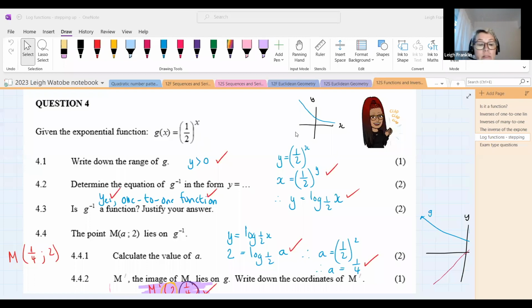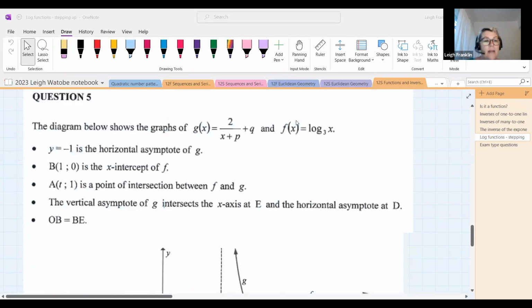Okay, all right, let's go and have a look. What I'd like to do with you guys is this question over here, because this is just a little bit more difficult. We can always come back to that other question over there. There are some nice difficult questions there for us to do, but let's do this one instead. In question 5, they have given us 2 graphs. The first graph is g of x equals 2 over x plus p plus q, and the other graph is f of x equals log 3x. Then they give us a little bit of information.